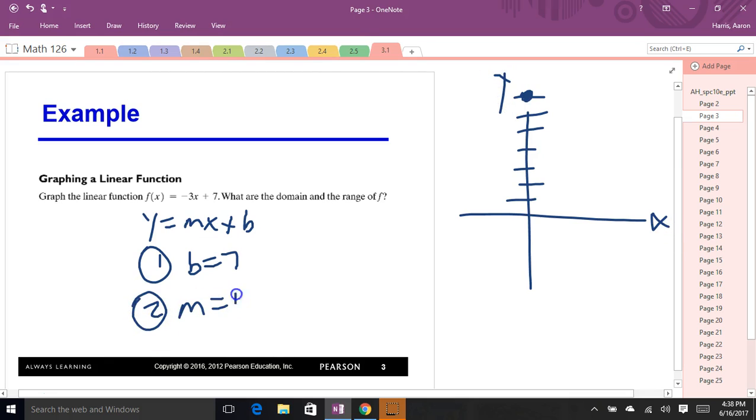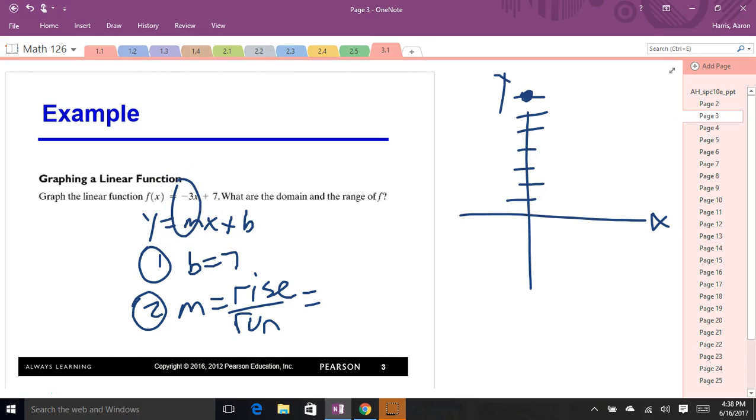Secondly, your slope, if you remember, is rise over run. And here your slope is negative 3. So make it into a fraction, negative 3 over 1, same thing as negative 3. So the rise tells you if it goes up or down. If it's positive, it goes up. If it's negative, it goes down. So this will go down 3.